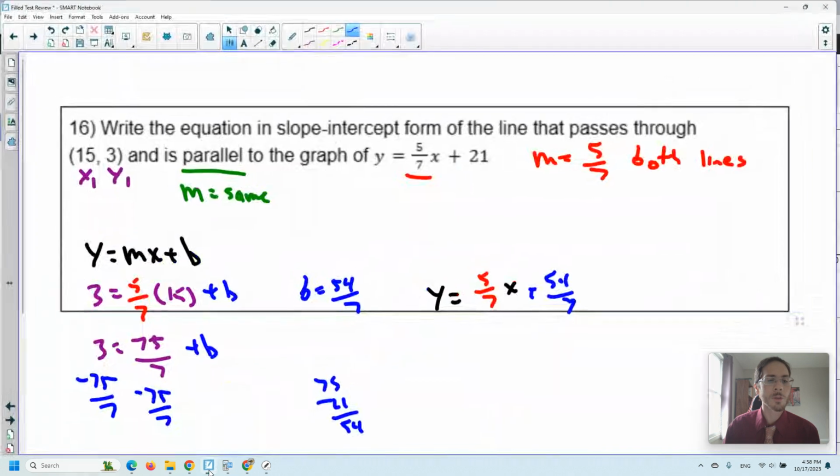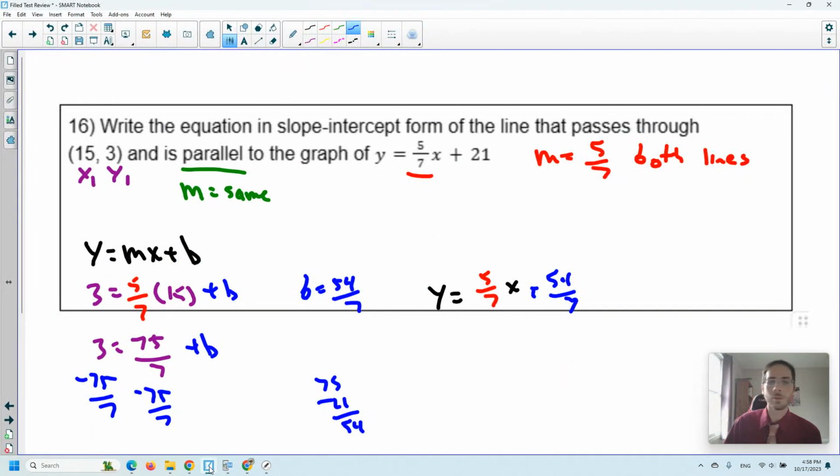If you're using Desmos and you want to double check that, I need to double check myself. It's a minus. I typed it in the calculator right though.